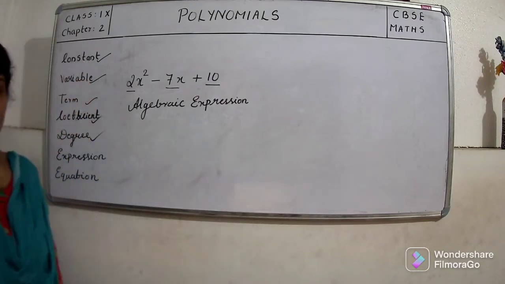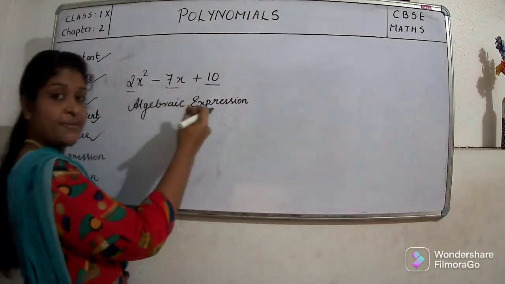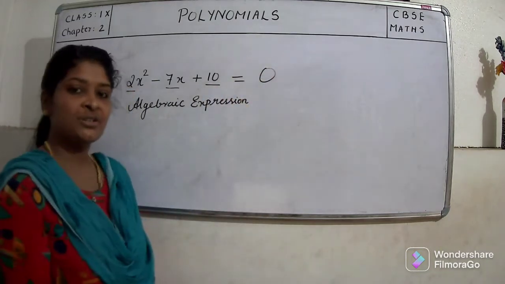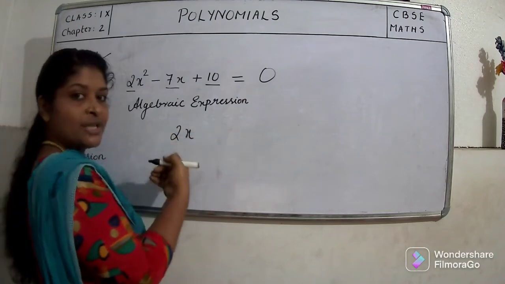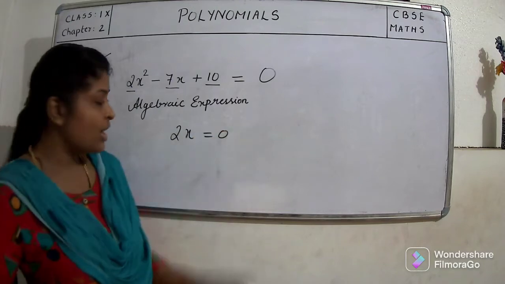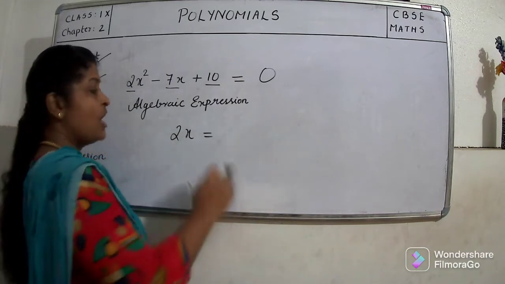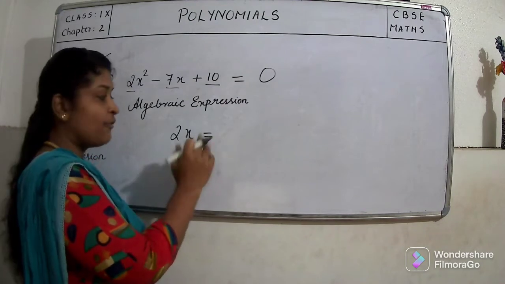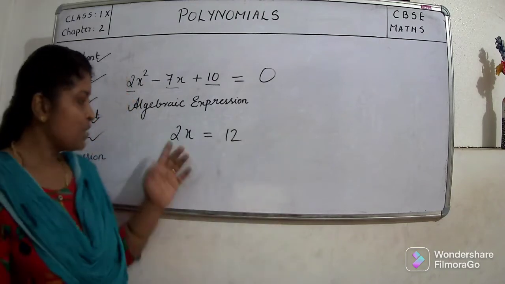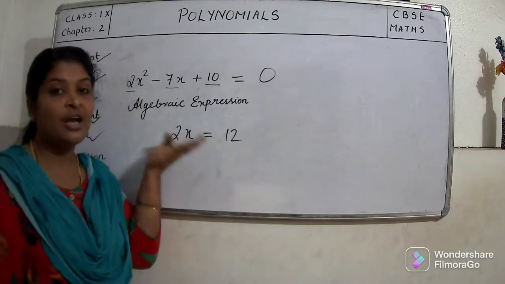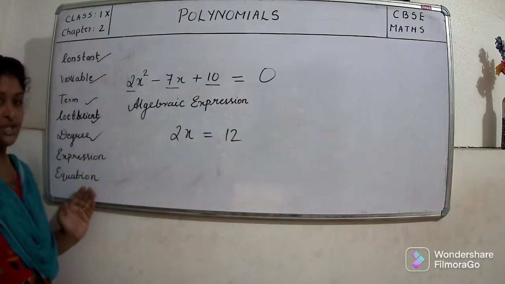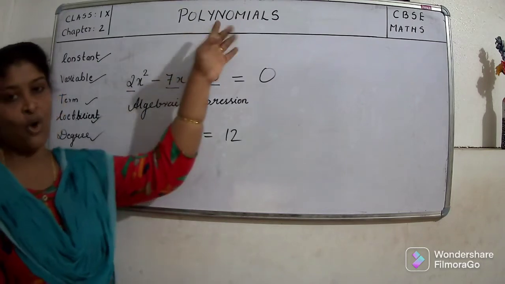Now the last one, equation. What is an equation? In the expression, if we use the equality sign, then we can say it is an equation. That's all. 2x square is a term, it is also an expression. Equal to 0, now this is an equation. It is not compulsory every time to use 0 after the equal sign. Any number we can use. So now this is not an expression, this is an equation. These are the fundamental concepts which we have to know before starting polynomials.